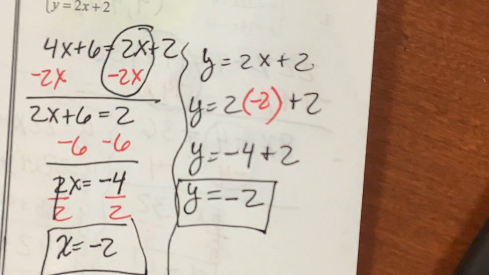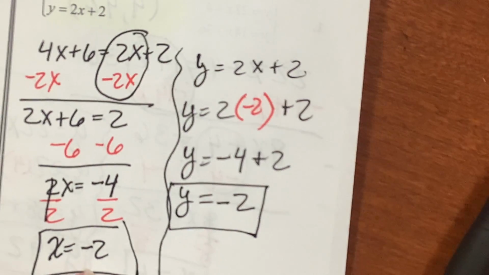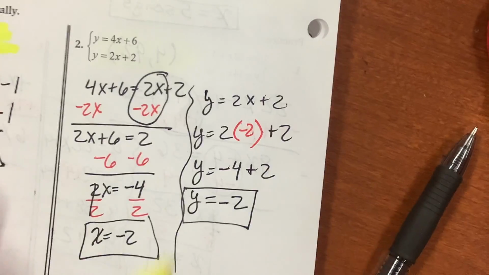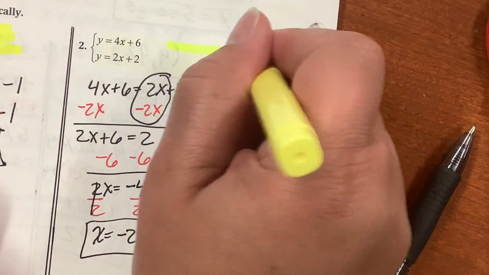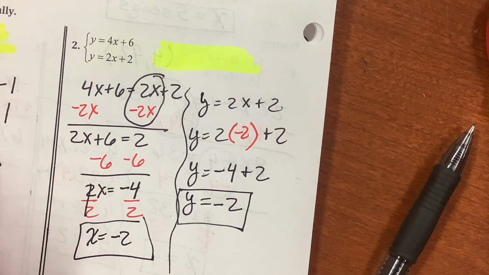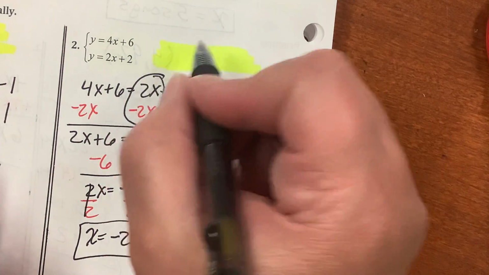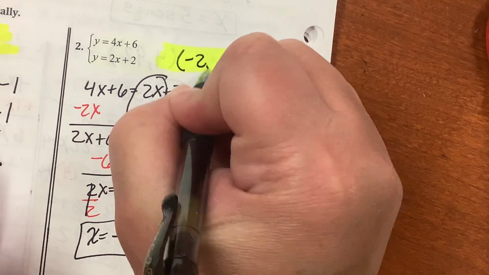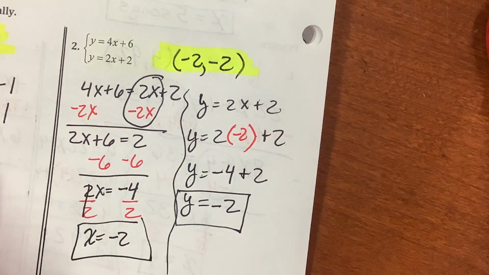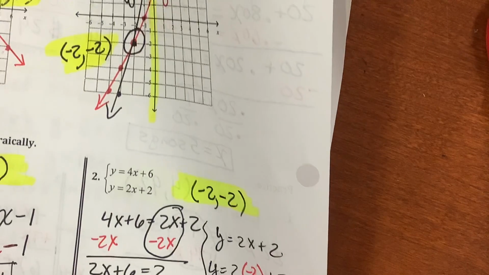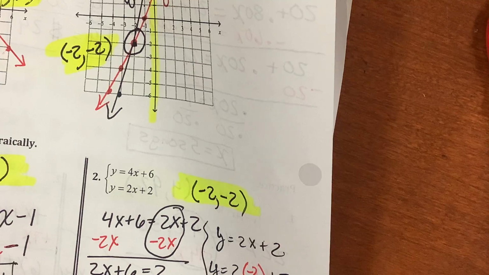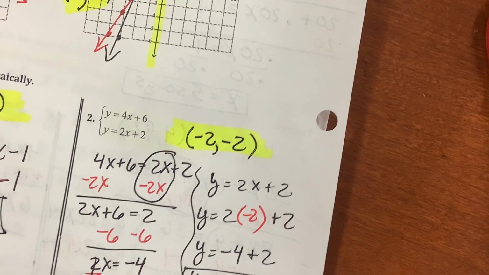Give me my highlighter because I have an answer. -2, -2. I'm gonna need some room here. Highlight this. My answer is -2, -2. And now I can check. Look at that, -2, -2. I got the same answer. I checked it, it's correct.